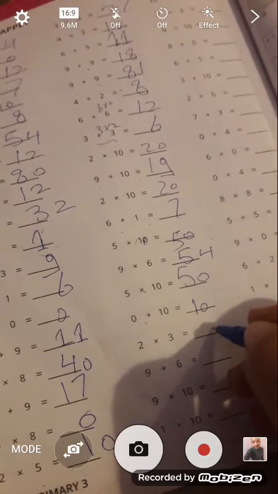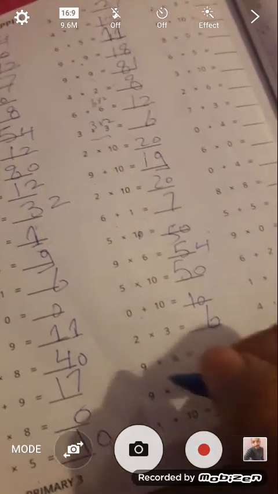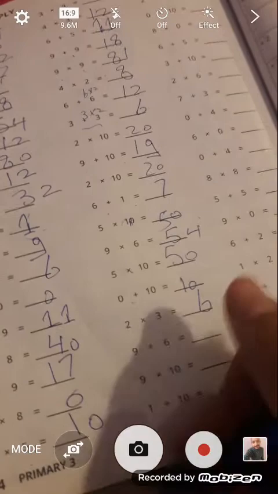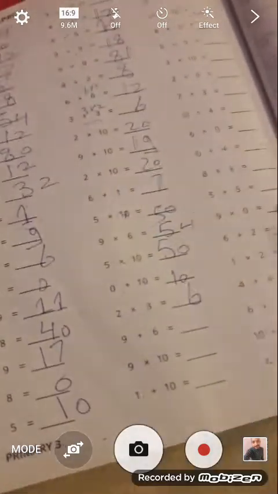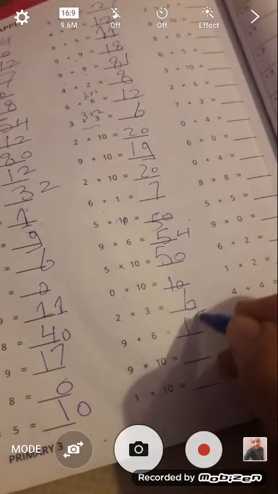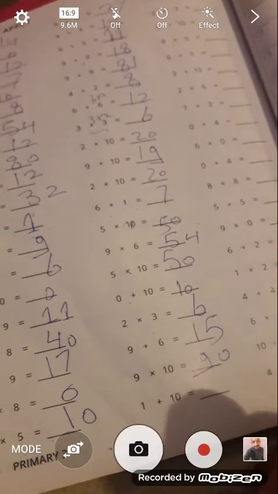0 plus 10, any number plus 0 is itself. 2 times 3 is the same as 3 times 2, which equals 6. 9 plus 6, not times. After 9, 10, 11, 12, 13, 14, 15. 9 times 10, 0. 9 times 1 equals 9. 1 plus 10, 11.